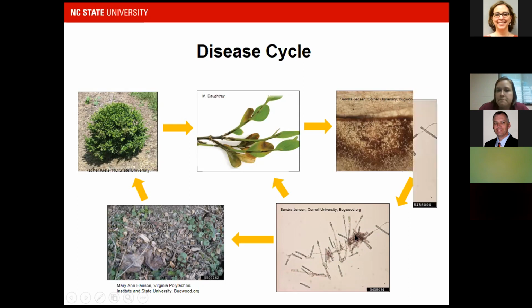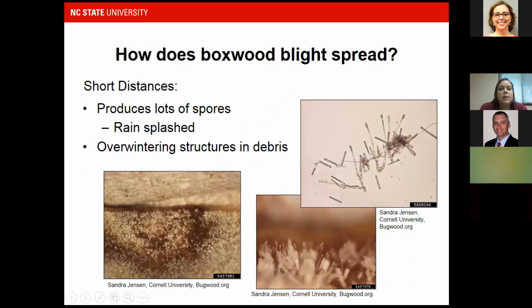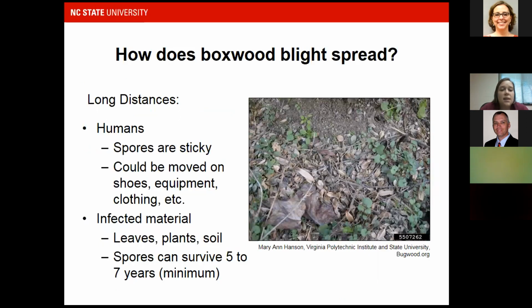disease occurring. So how does boxwood blight spread? For short distances, it produces lots of those spores that can then be rain splashed. It has the overwintering structures in the plant debris, so those can then spread to the following season. Here are some more pictures of spores. But for long distances, it really spreads by humans because the spores are sticky. They can be moved on shoes, equipment, and clothing, and leaves can easily get into clothing and everything, and those will have spores on them.